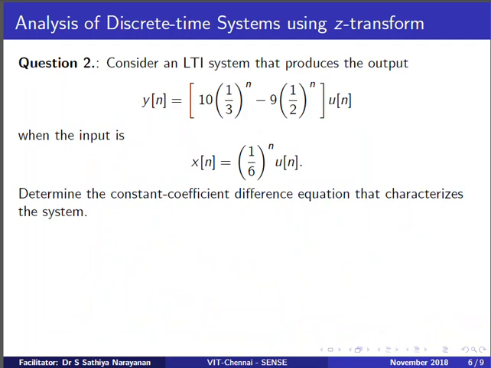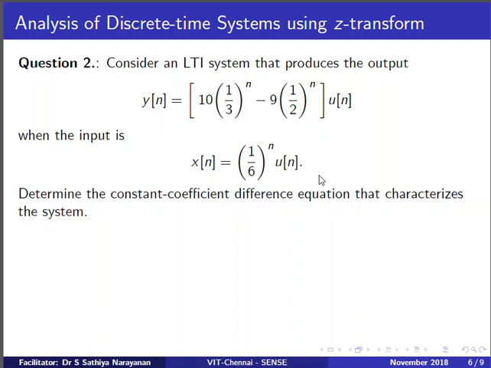So this is for question 2. Consider an LTI system that produces the output y of n equal to 10 times (1/3) raised to the power n minus 9 times (1/2) raised to the power n, u of n. This u of n is the discrete-time unit step function. When the input is x of n equal to (1/6) raised to the power n u of n, determine the constant coefficient difference equation that characterizes the system.